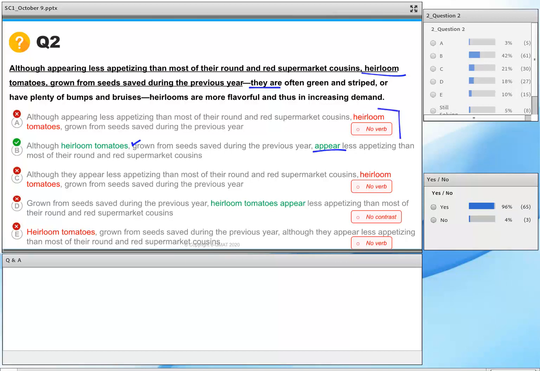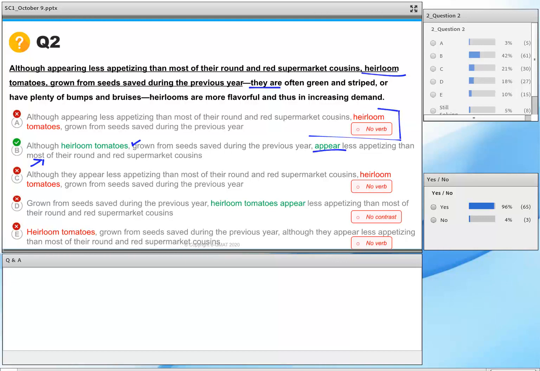The meaning that my friend author wants to convey is absolutely fine. Yes, you're presenting a contrast between heirloom tomatoes and supermarket cousins, their supermarket cousins, not my supermarket cousin. But yes, my dear friend, you missed out the verb. And when I write the sentence the way choice B is written, I fix that grammar for you.